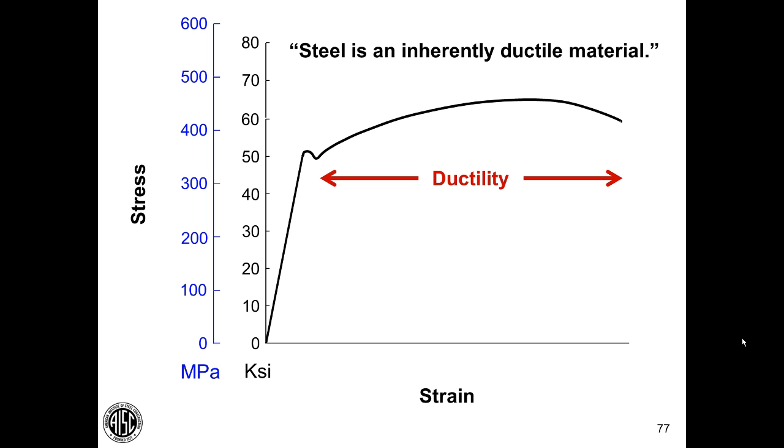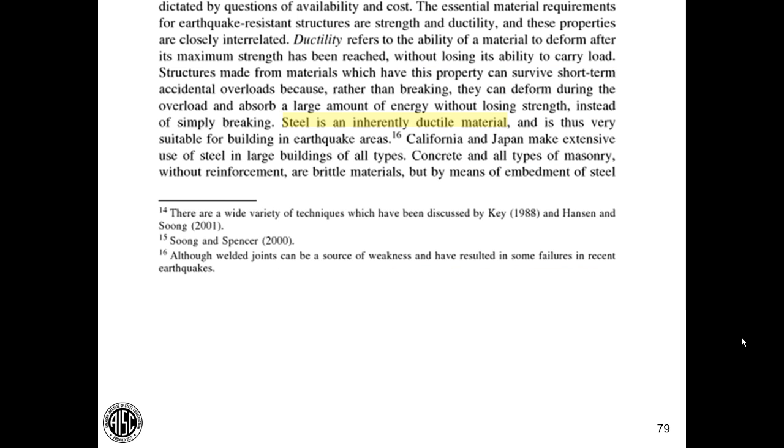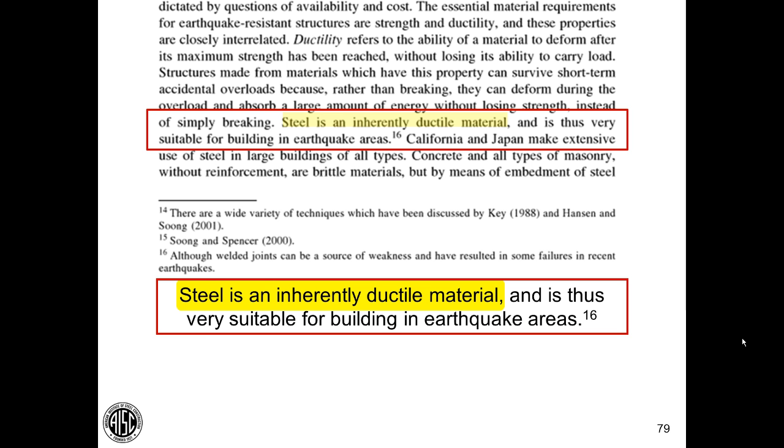And this phrase is an interesting phrase. Steel is an inherently ductile material. If you Google that term, you'll find a lot of people use that term. Here's a 2002 publication on earthquake protection, a screenshot from the book, and sure enough it says steel is an inherently ductile material and is thus very suitable for building and construction areas. And you know, in high seismic zones, we rely inherently on ductile behavior for energy absorption during severe earthquakes.